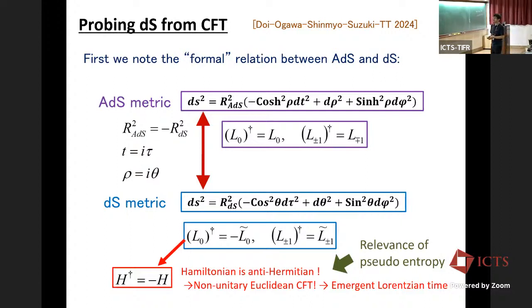So anyway, this Hamiltonian is anti-Hermitian. This is a very special property that means we have a non-unitary Euclidean CFT. So even though we have a Euclidean CFT, this Euclidean CFT is not unitary. And we think this is the origin of Lorentzian time: in the dual description, why we have Lorentzian time is actually highly related to this property.